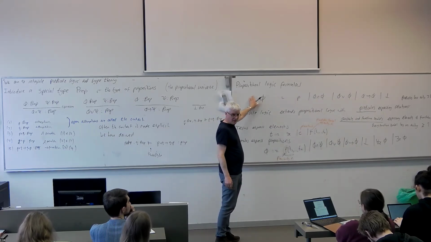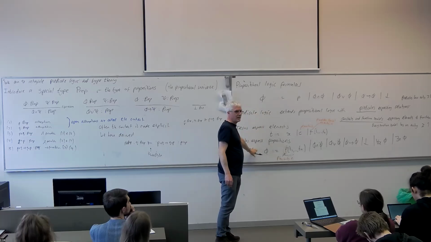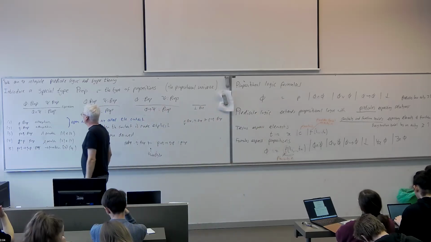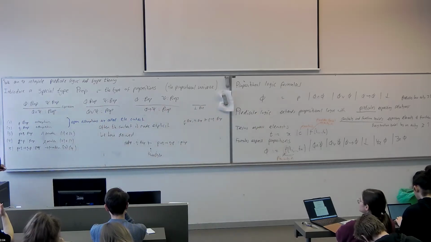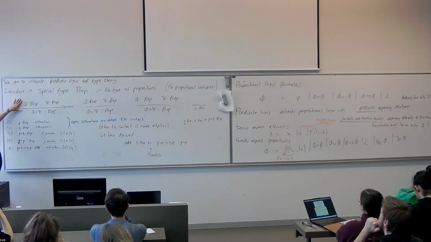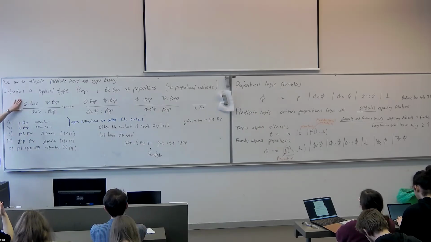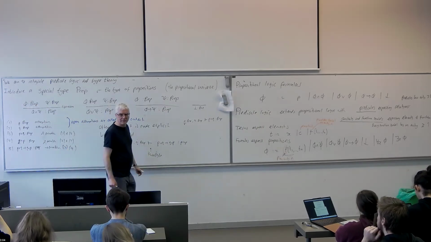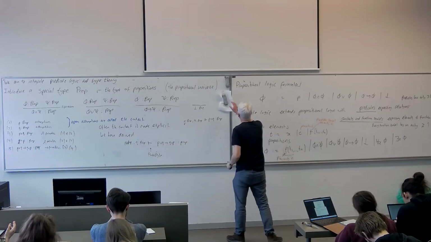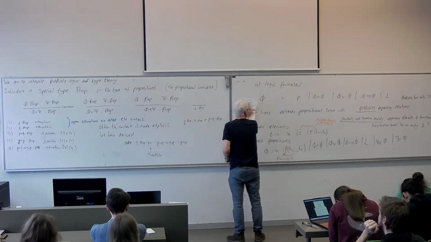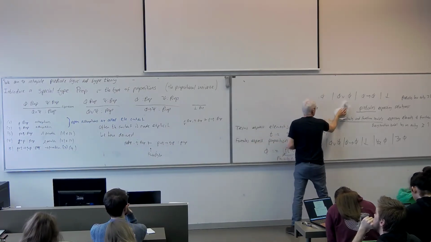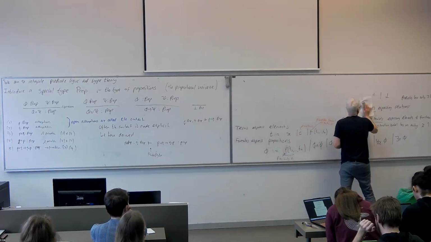Okay, so this deals with propositional logic, but what about predicate logic? So for predicate logic, all we need to do is extend our rules for building propositions to include quantifiers. And everything else will fall out automatically. So let me just rub out the top of the board to begin with.